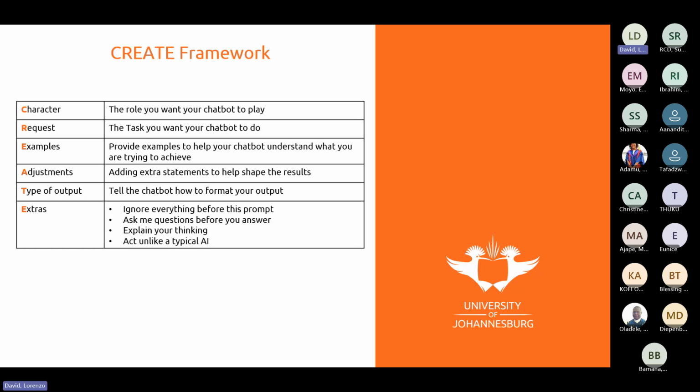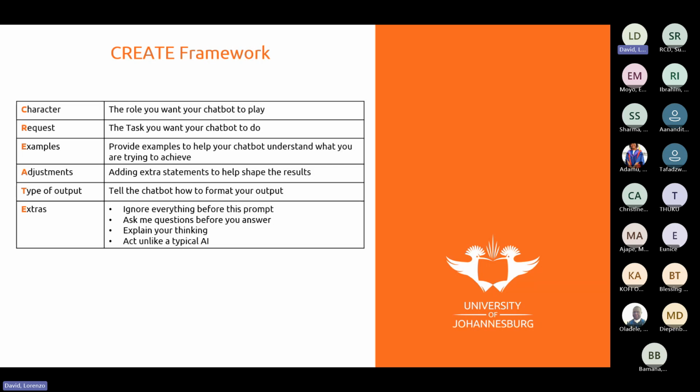The next point would be provide examples. If you are looking to generate a literature review for, let's just say, a paper, you can provide examples, attach previous papers that you've written, so that it understands what exactly you are looking for in terms of the structure. The more examples that you provide, it helps the AI tool to understand exactly what you are trying to achieve.